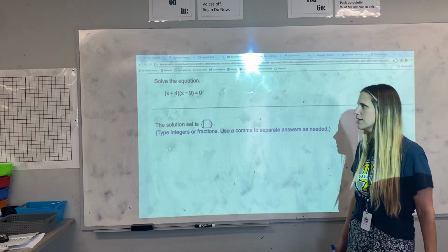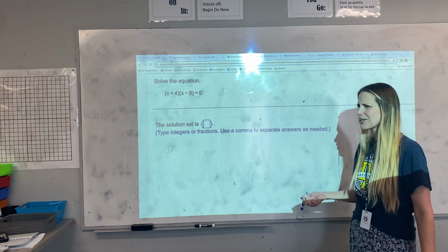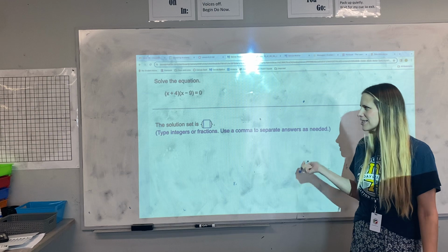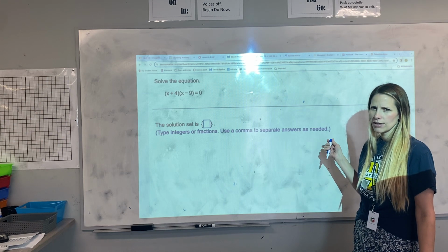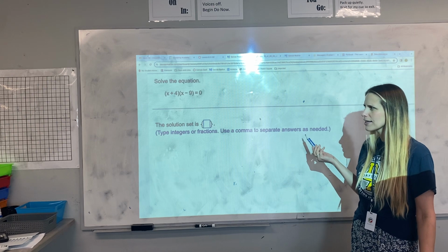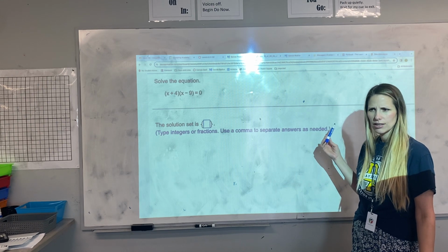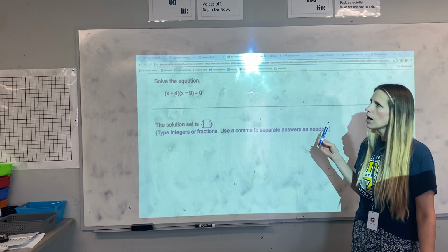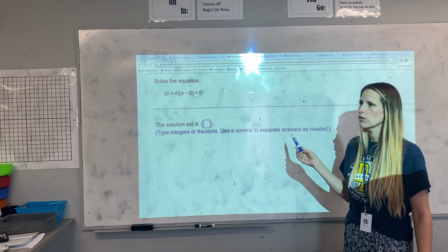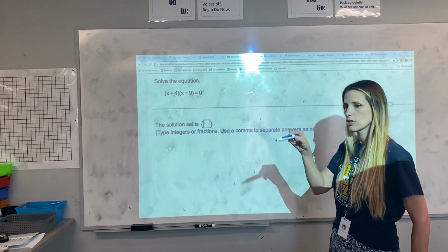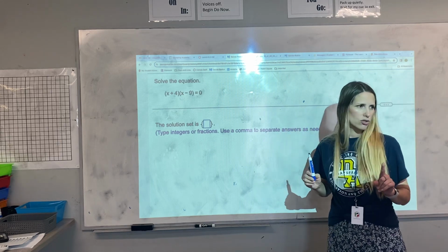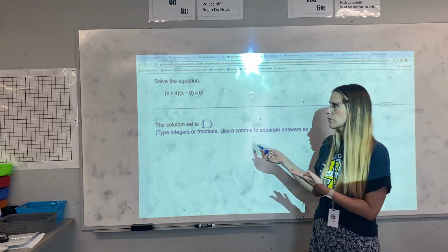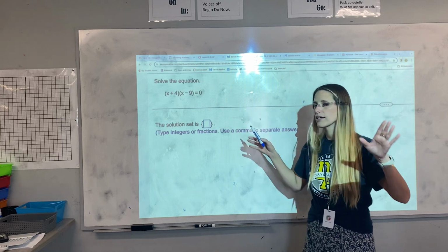X. Very good. But aren't we doing quadratic equations? That doesn't look very quadratic to me. How is this a quadratic equation? It does equal 0, and yes, quadratic equations are set equal to 0, but that's not what makes it quadratic. What makes this actually a quadratic equation in disguise?